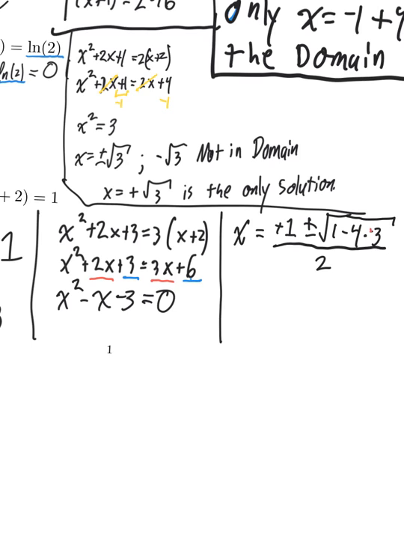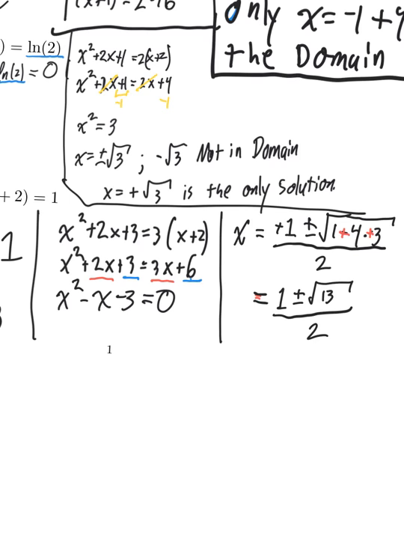Negative 4 times negative 3 becomes a positive. So 1 plus or minus the square root of 13, over 2. 1 plus or minus the square root of 13 over 2. And just like all the other ones, I see 2 solutions.